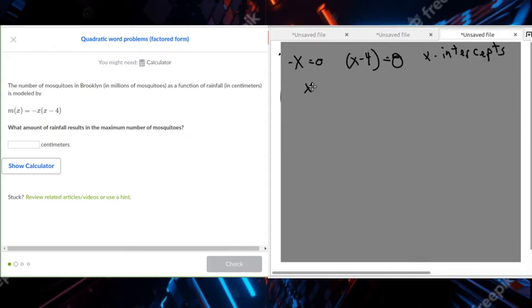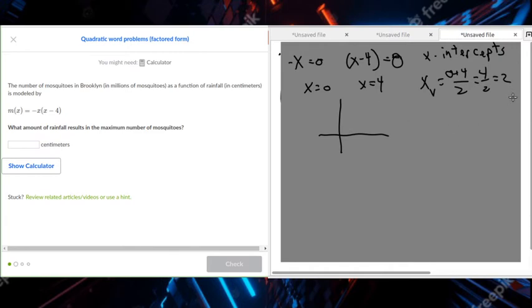So x is equal to 0 or x is equal to 4. Okay, so those are my two x-intercepts, and now I want to find the x of the vertex, and that is going to be the average of the two, which is equal to 4 over 2, which is equal to 2. So what does that look like?